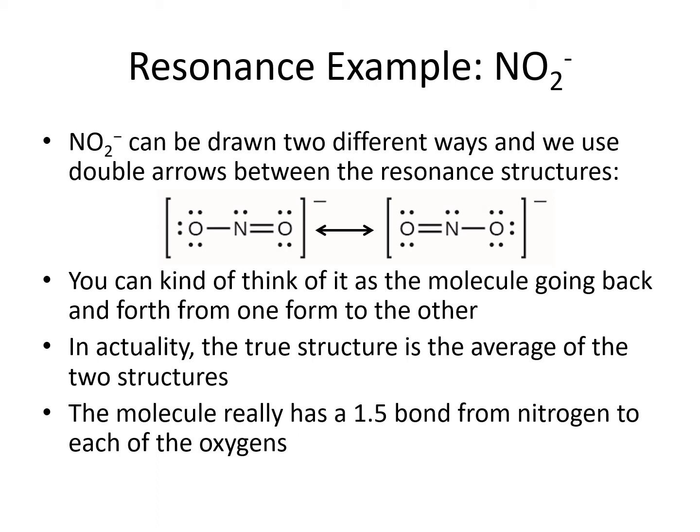You can think of the double arrows as meaning that it's going back and forth between the two versions of the molecule. However, if the molecule were large enough to see under a microscope, we would see that it's not actually going back and forth. It is just one structure with a 1.5 bond to each oxygen. There isn't a perfect way to show that 1.5 bond with Lewis structures, so instead we draw both structures with the double arrow.